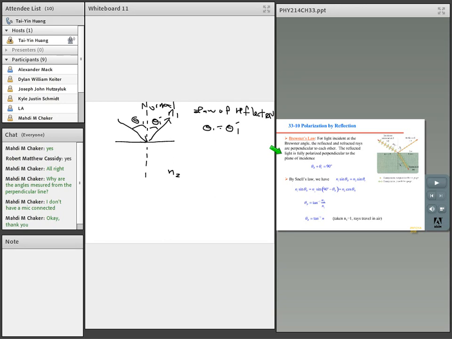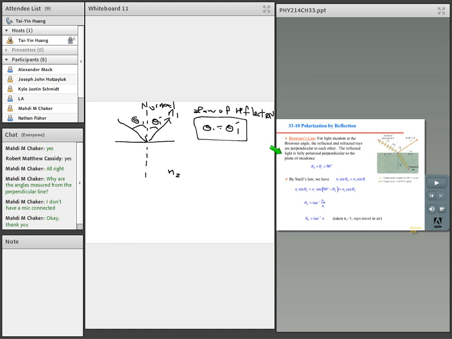All right. So in other words, this theta 1 we call the angle of incidence. Theta 1 prime we call the angle of reflection. So the angle of incidence is equal to the angle of reflection. That's basically what this equation tells you, and it follows the law of reflection. And the angle is measured from the normal, not from the other axis.